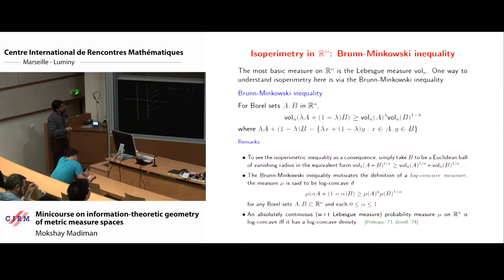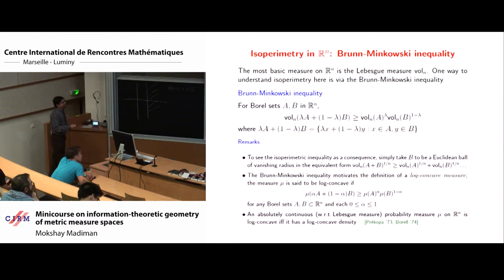So the Brunn-Minkowski inequality says that if A and B are Borel sets in Rn, then the volume of a convex combination of A and B, I have to explain what a convex combination of two sets is, right? The convex combination of two sets is just the set of all convex combinations of points where I take the first point from the first set and the second point from the second set. Okay, this is a Minkowski sum or Minkowski convex combination. So the Brunn-Minkowski inequality says that the volume of this Minkowski convex combination is greater than or equal to the geometric mean of the volumes of the two sets.